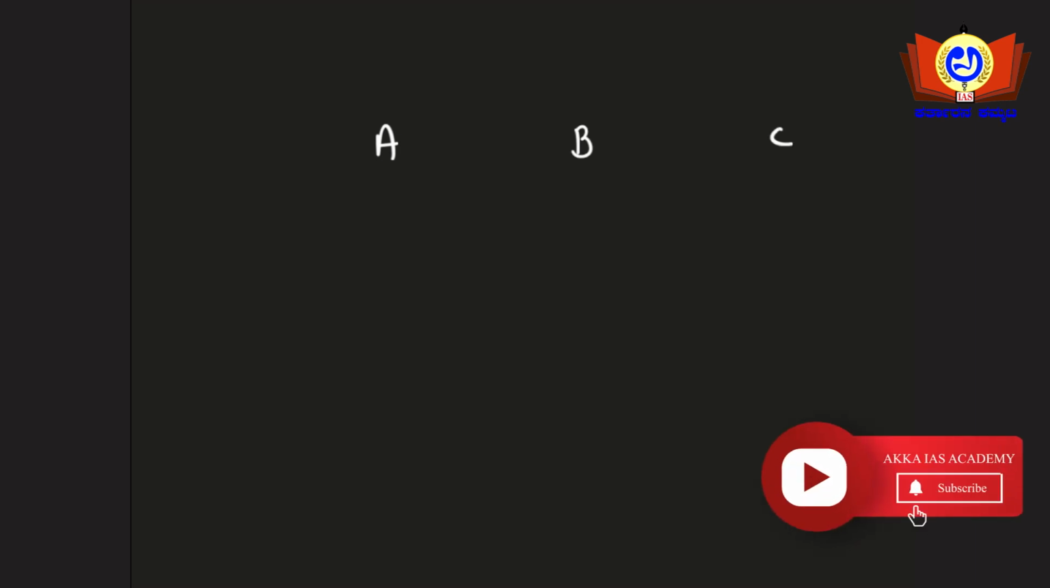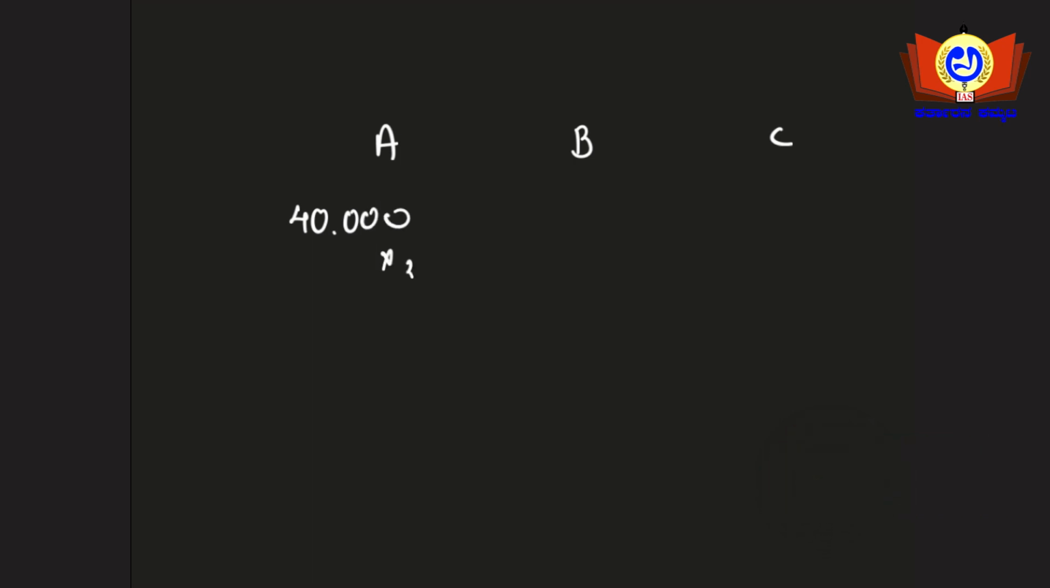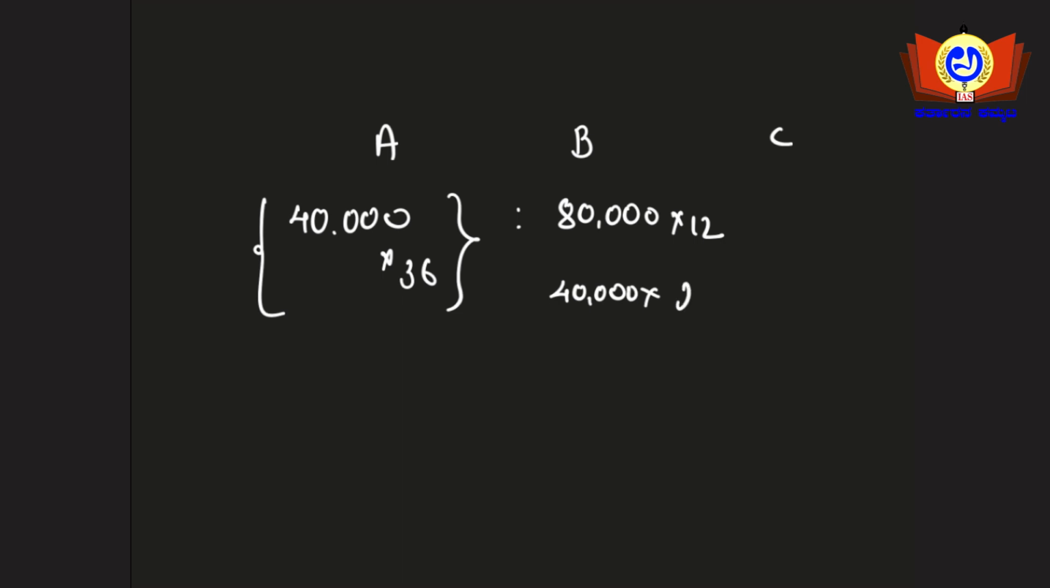So there are three persons, A, B and C. Initial investment will be 40,000 by A, and he will be staying in the business for total 3 years. So 40,000 into 36 months, okay? And the first investment made by B will be 80,000 for 1 year, because after 1 year he will be withdrawing 40,000 rupees. So the remaining 40,000 will be invested for 2 years, so 24 months, right? So we need to add these two. Different types of investments are there, okay?